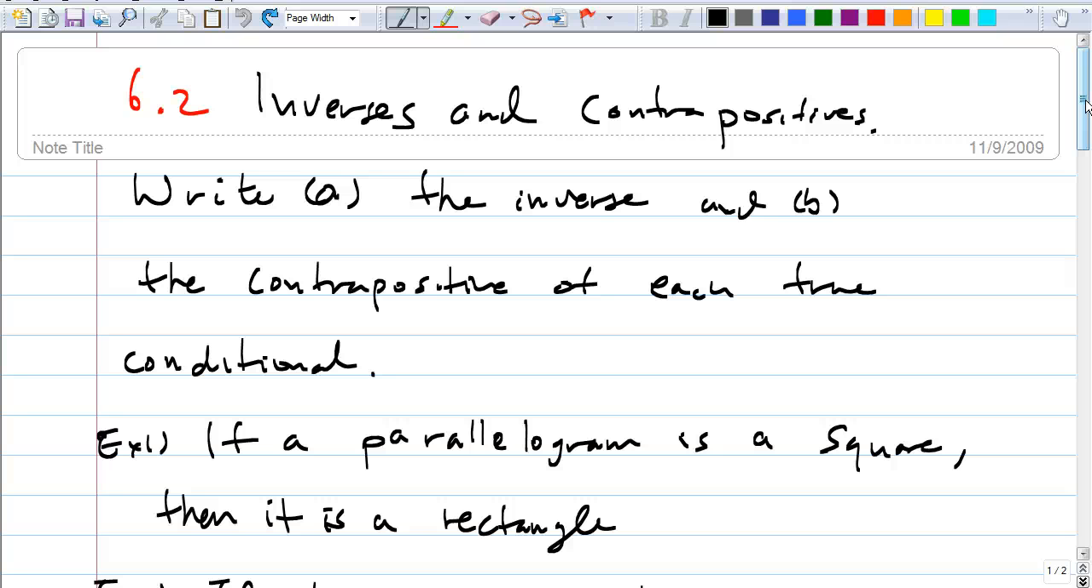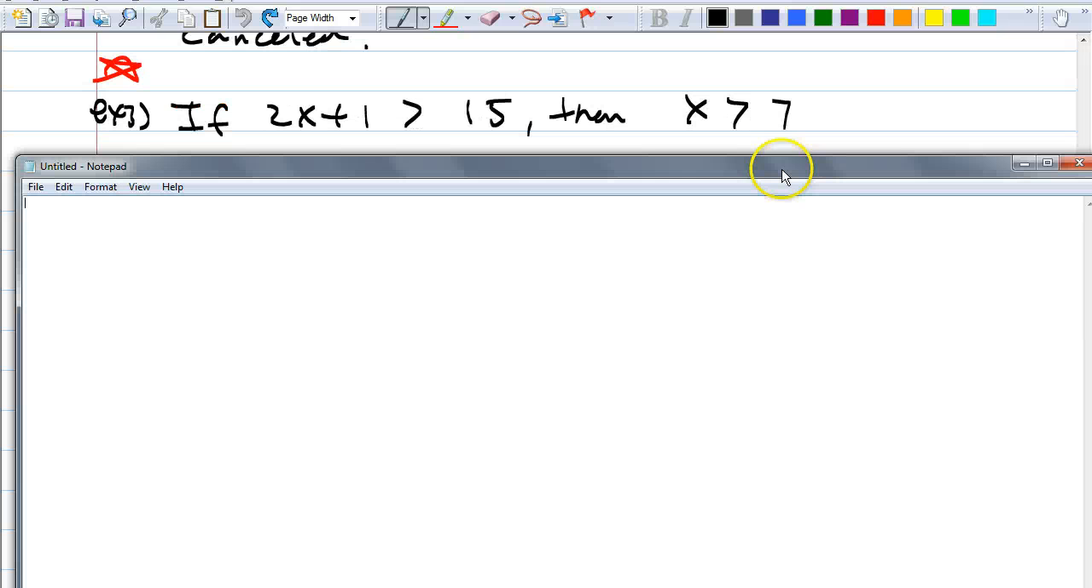Go ahead. I'll wait. Okay, Eamon, can you give me the inverse of this statement? If the parallelogram is not a square, then it is not a rectangle. Very good. Eric, can you give me the contrapositive for this? If a parallelogram is not a rectangle, then it is not a square. Any questions? You don't need to write down true or false. Example 3.